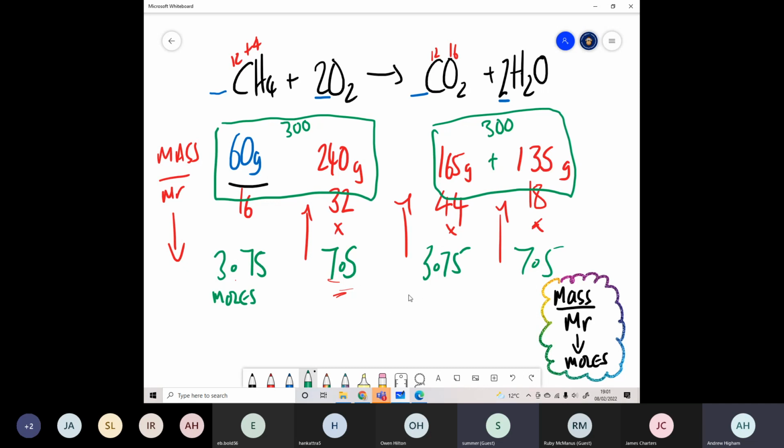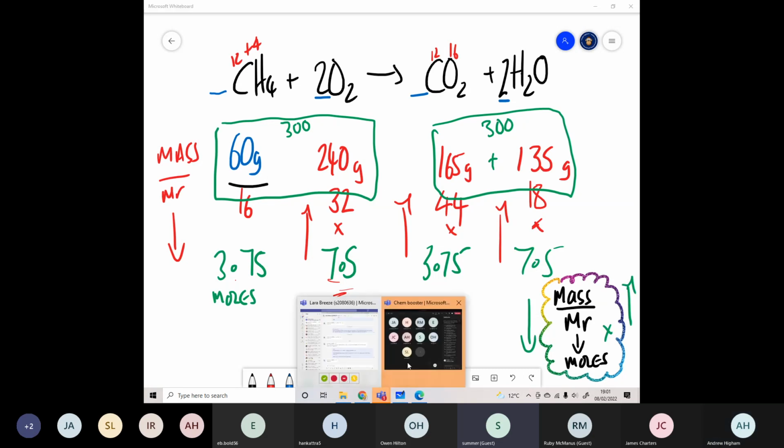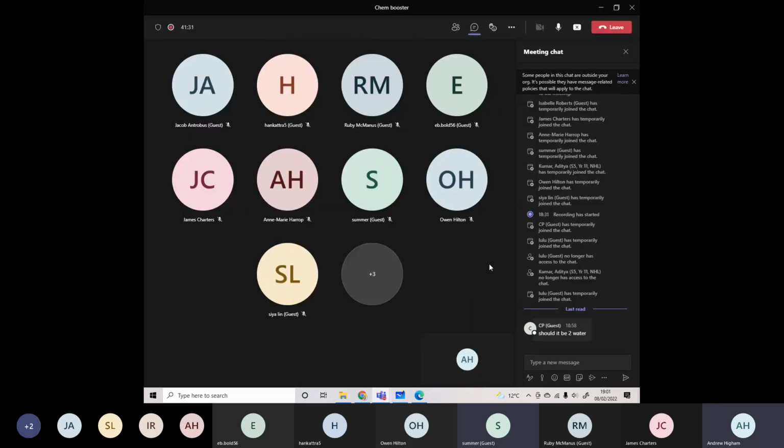So it's essentially exactly the same as the cheese sandwich thing. If we just go mass divided by MR, that will give us moles. So if you go down that way, and then if you go up the other way, you just multiply moles times MR. Okay. Does anyone have any questions at this point?